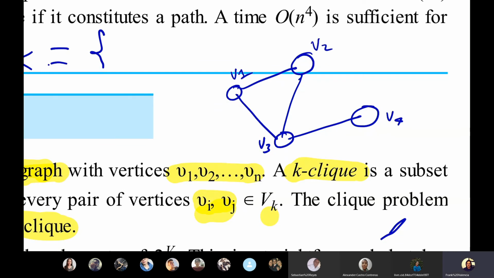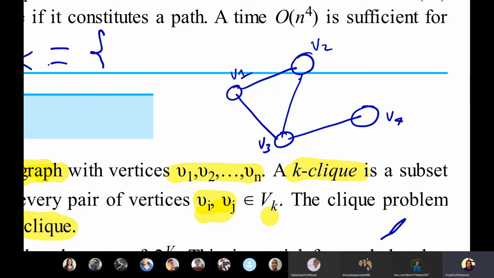V1, V2, V3, V4. So this graph is not complete, right? Do you see why it's not complete? Because there is no connection between V2 and V4. Exactly. But it has a clique of size 3.